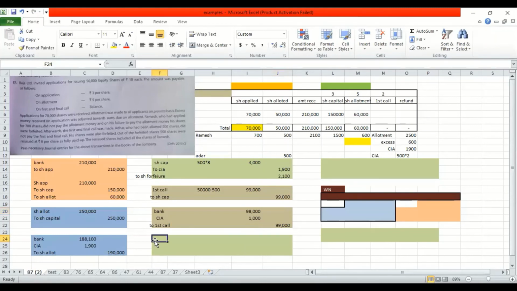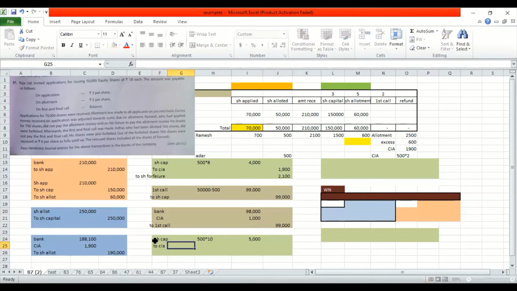Now what did the company do? The company forfeited his share also. So what is the forfeiture entry for this one? Share capital debit. What amount? How many shares are we cancelling? 500 into what is the called up value? Since the first call has been called, that means the entire 10 rupees. So the answer is 5,000.